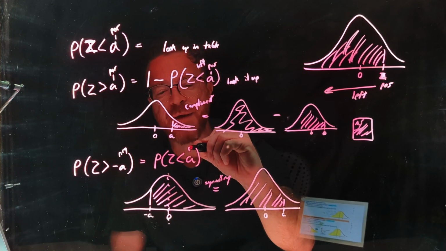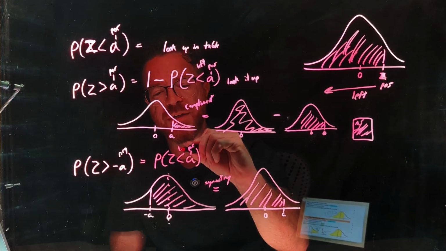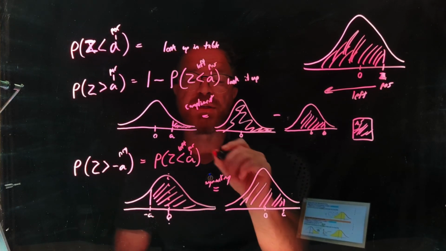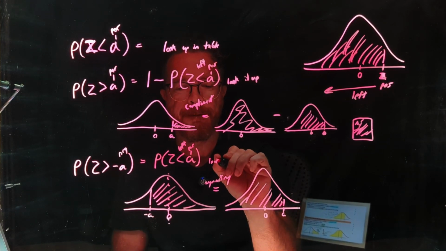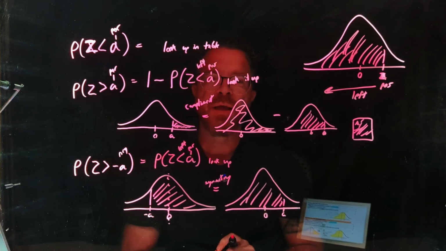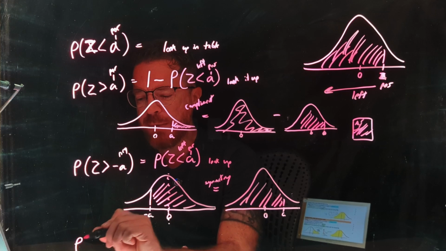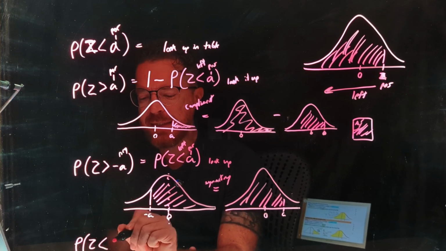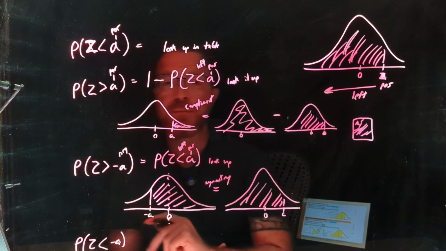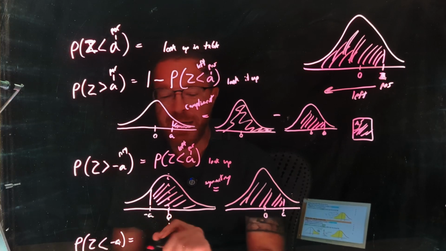Which in this case, a is positive. We're looking to the left. So we can look this up in our table. And then the last case we'll look at is, what if I have the probability that z is less than a negative a value? Well, in this case, it's going to be the same idea.